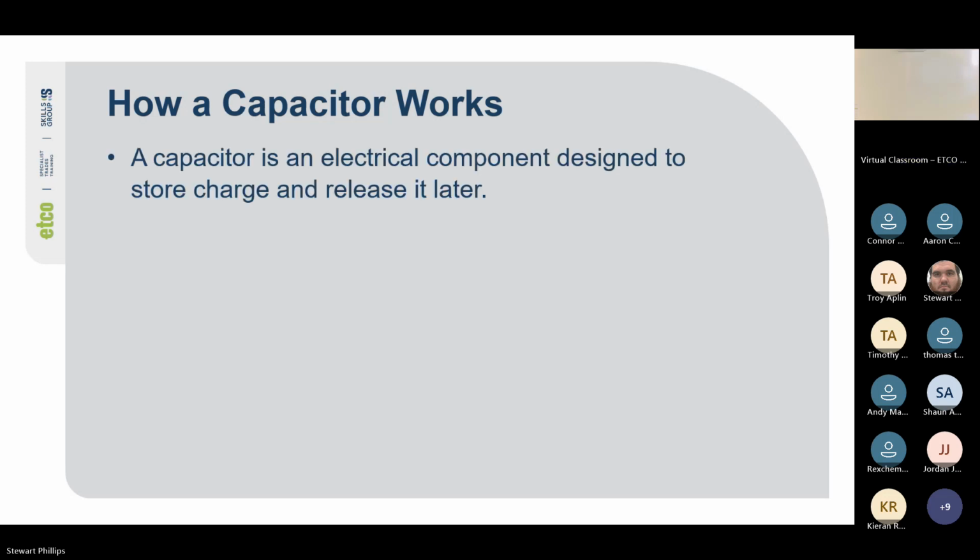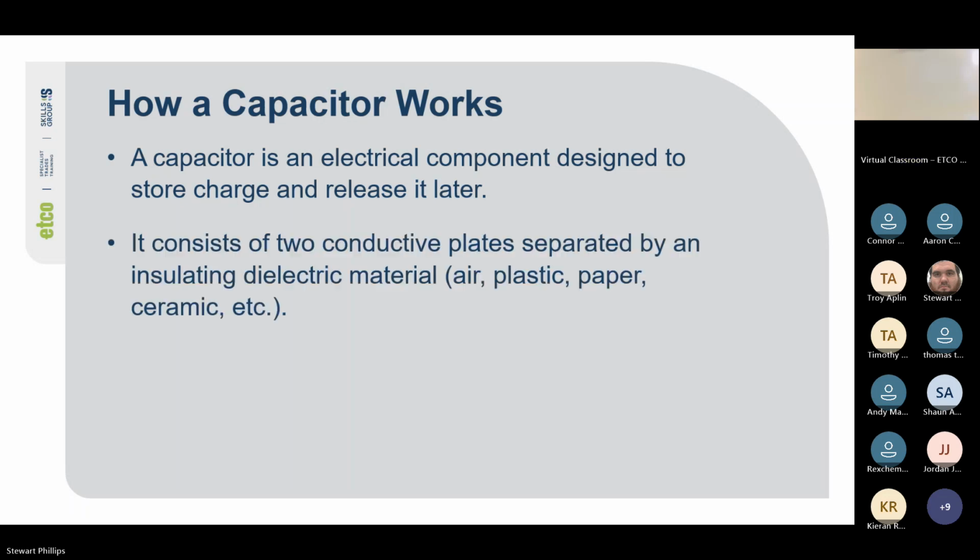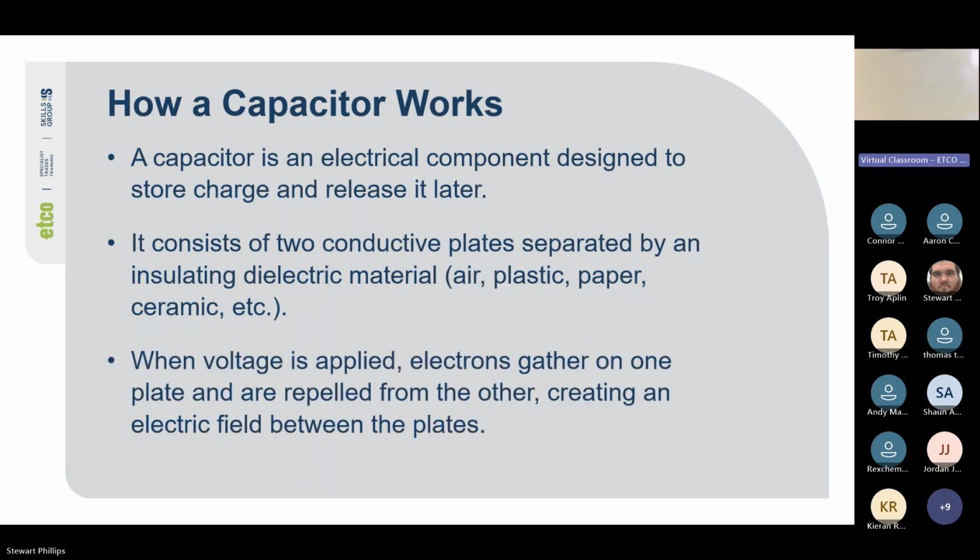So a capacitor is an electrical component designed to store a charge and then release it later. So it stores a charge. It consists of 2 conductive plates separated by an insulating dielectric material. This could be air, plastic, ceramic, etc. When we apply a voltage, electrons gather on one plate and are repelled by the other, creating an electric field between the plates.